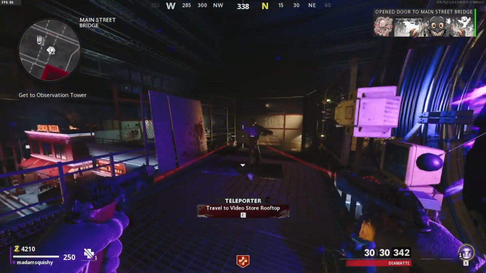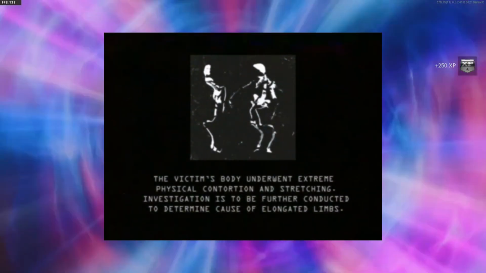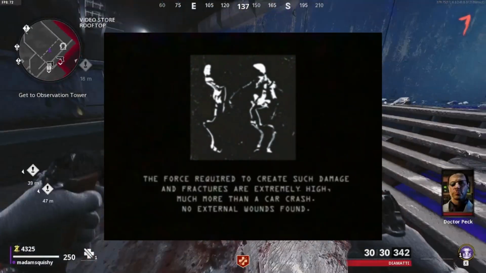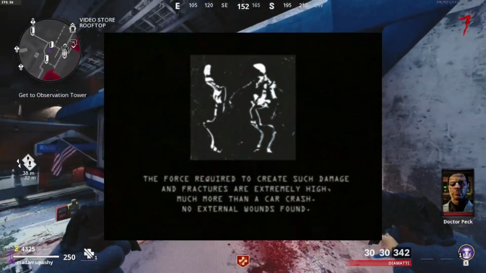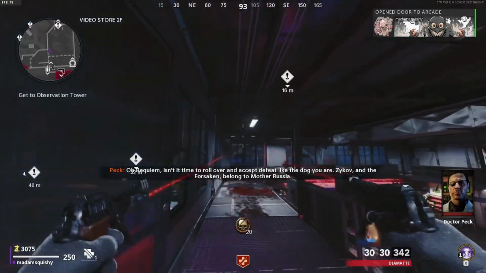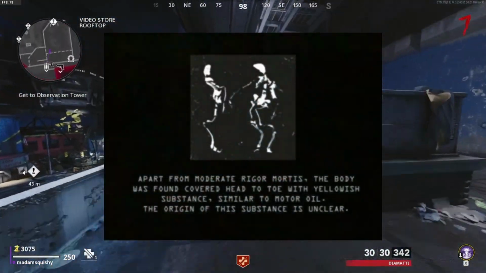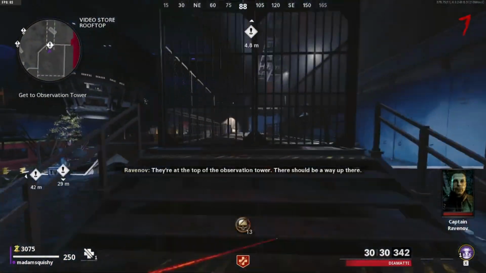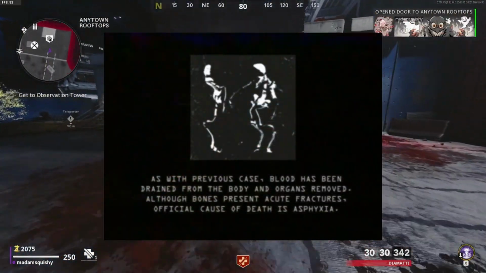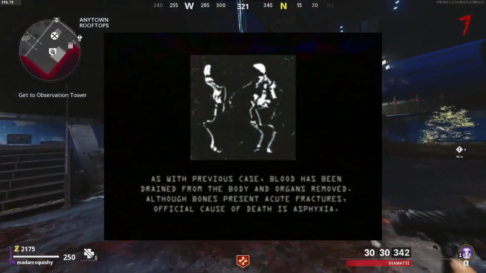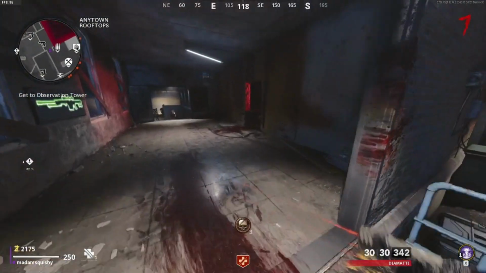We then learn the state of Bishop's body when she was discovered. Her body had gone through extreme physical contortion and stretching, stating that the force to create this type of damage and fractures is extremely high, even more than a car crash. It also mentions that Bishop's body was covered completely with a yellowish substance, similar to motor oil. As with Eugene Wilkins' body, all of the blood and organs were removed, but the official cause of death was asphyxiation. This is the illustration of Bishop's body.